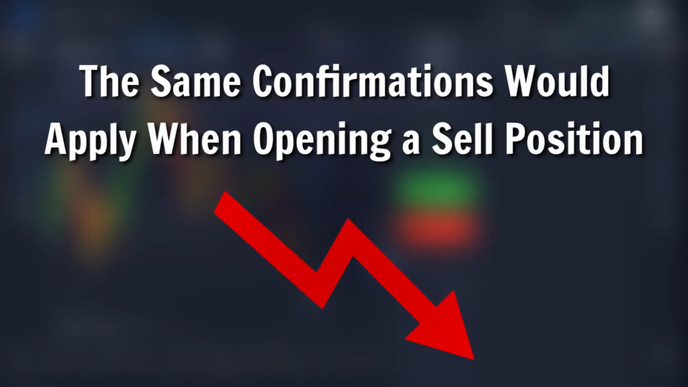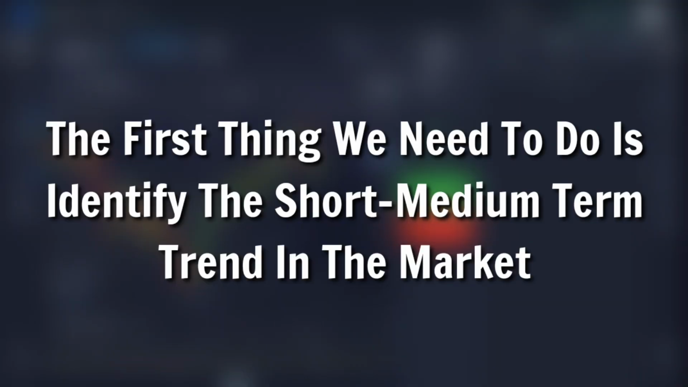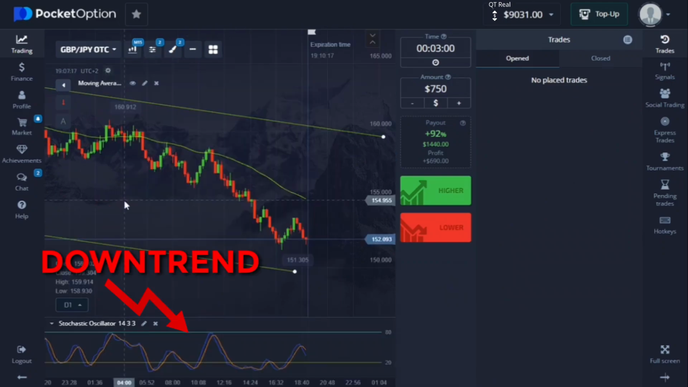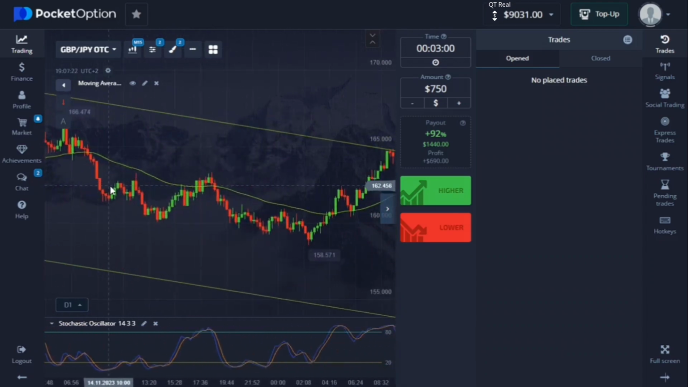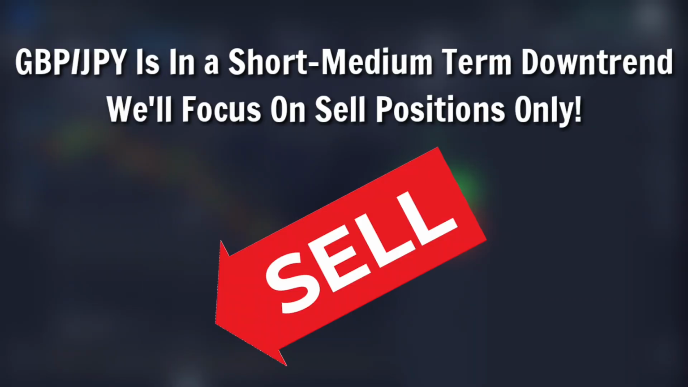Now, the exact same confirmations would apply when opening a sell position. So we are currently looking at the GBP/JPY OTC currency pair, and the first thing we need to do is identify the short to medium term trend in the market. To do this, we're going to jump straight over to the 15-minute time frame. On the 15-minute time frame, we can clearly see that the price is in a downtrend. Why? Well, the price is creating lower lows and lower highs. Because the price is on a short to medium term downtrend, we'll be focusing on opening sell positions only.